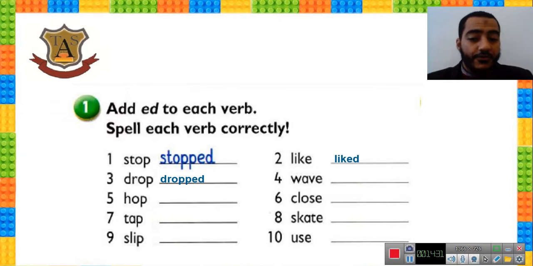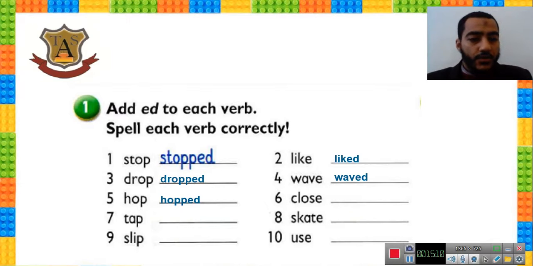4, wave becomes waved, just add d because it ends with e. 5, hop becomes hopped. We double p and add ed. Very good. If you are watching the lesson now, pause the video, answer, then listen to my answer. Okay, take your chance.